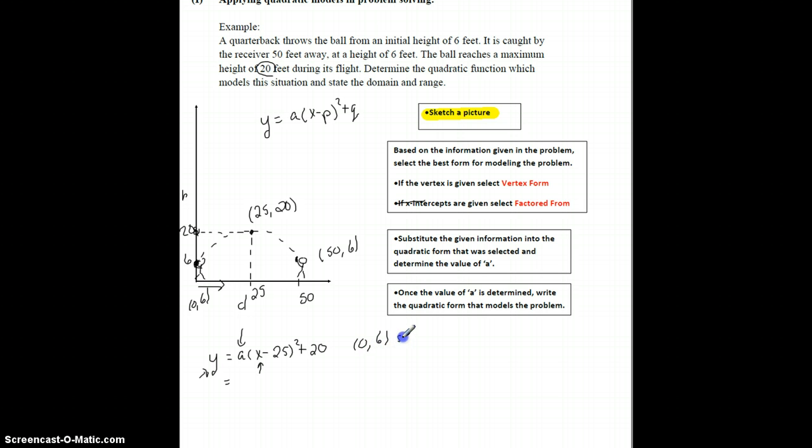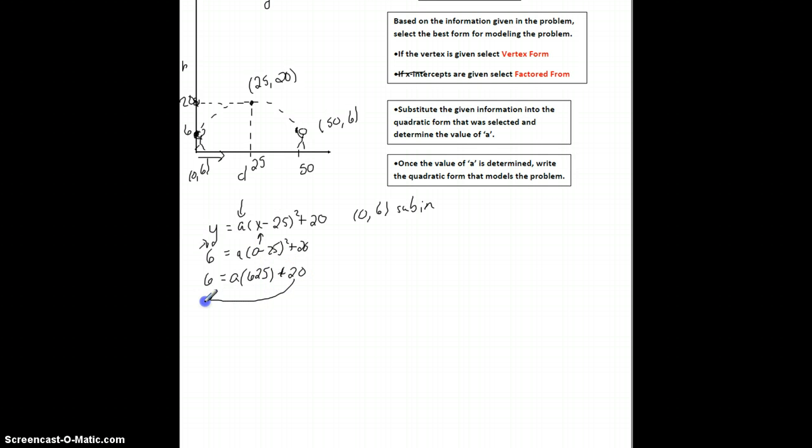So I'm going to sub that in, and the reason being is because I have an x value of 0, which should make the calculations a little bit easier. So the y value is 6 equals a times 0 subtract 25, squared, plus 20. Now 0 subtract 25 is negative 25, squared, which should be 625, plus 20.